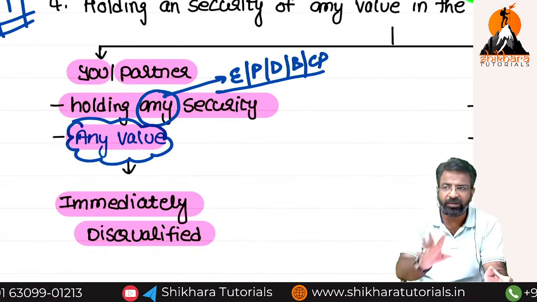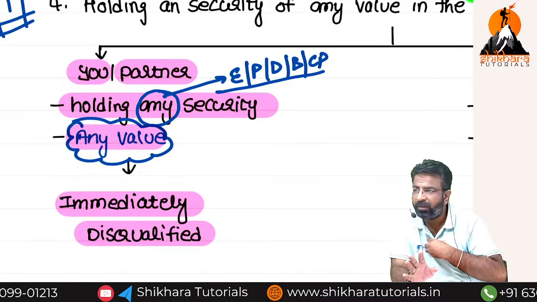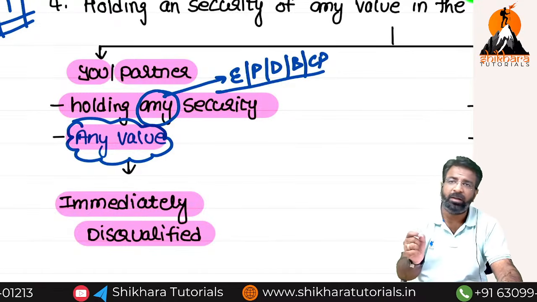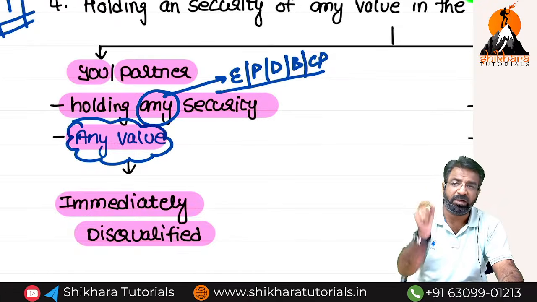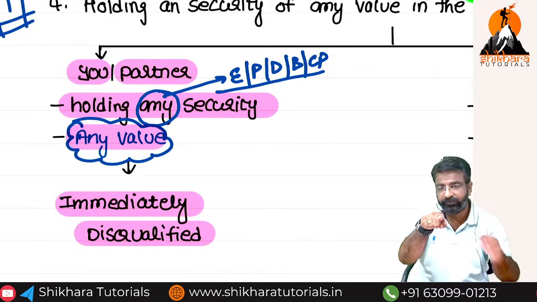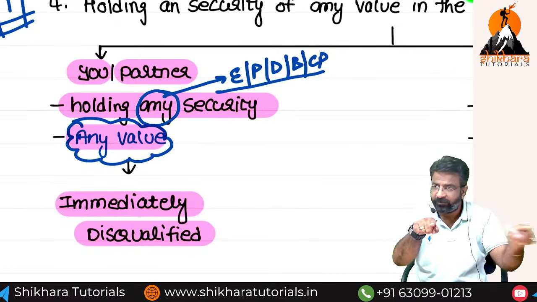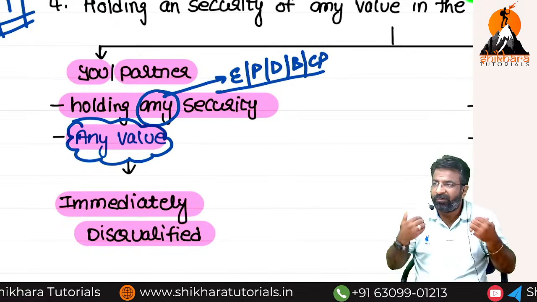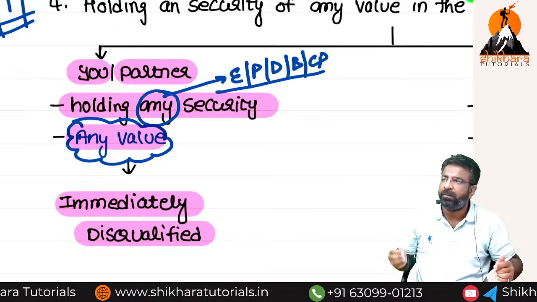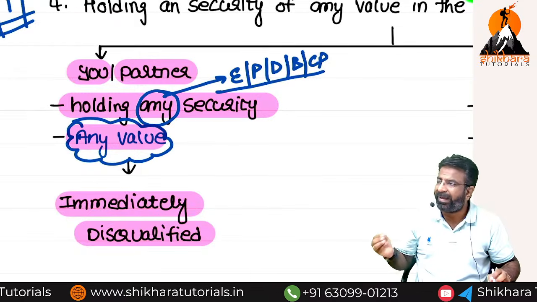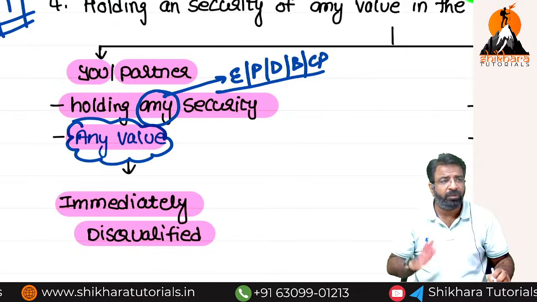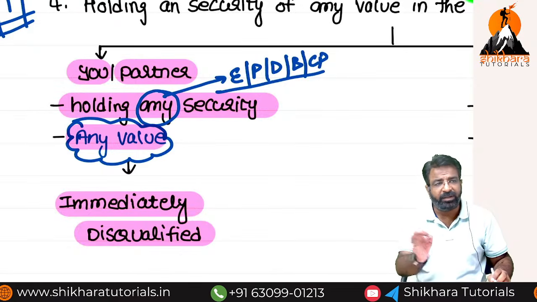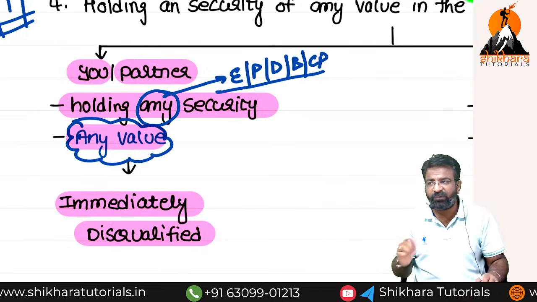Relative ka point I think you already know. Me or my partner hold any security, of any value, in which company? In our client's company, our firm is immediately disqualified. Moral of the story, you can't hold any securities in your client's company. Neither by you nor your partner. No extension, immediately disqualified.